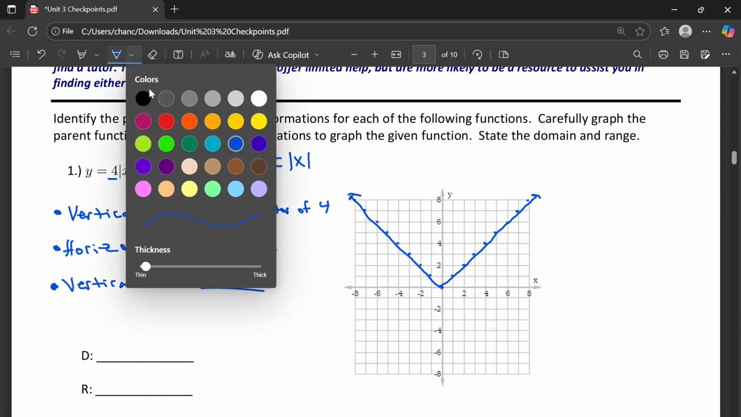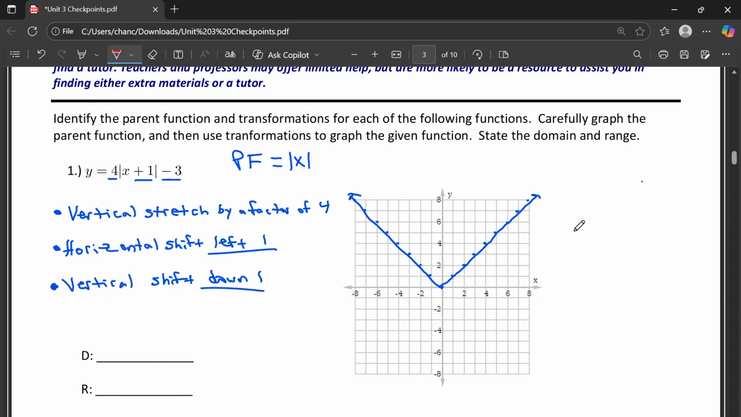So let's see if I can get a different color going for this transformation. Here we have a y coordinate of 0. So 0 times 4 is still 0. This one is not moving. That one is going to be staying right there. Here we have a y coordinate of 1. 1 times 4 is 4. So my new y coordinate is going to be here at 4. Let me dot that in.